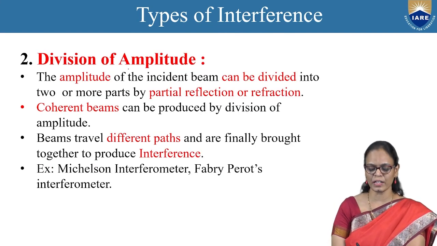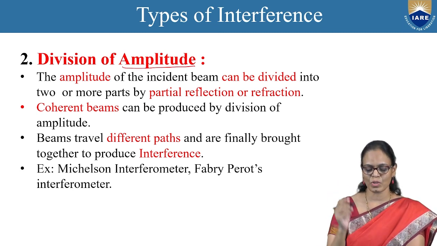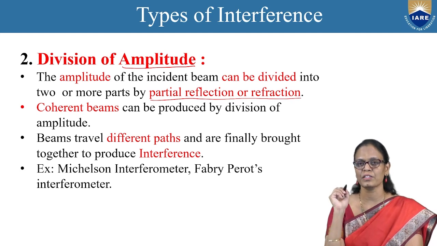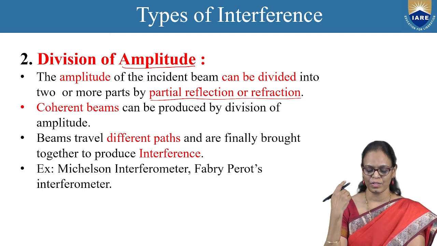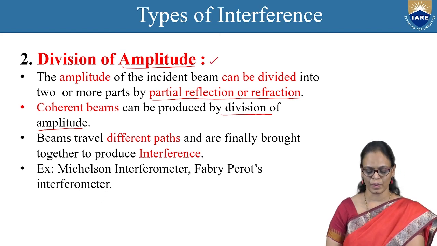And the second thing we see here is the division of amplitude. When the amplitude gets divided, the amplitude of the incident wave can be divided into two or more parts by partial reflection and refraction. So partially it reflects and partially refracts. So coherent beams can be produced by division of amplitude. If you want coherent beams, instead of taking two sources, you can also divide a single wavefront by the division of amplitude. Now beams travel different paths and they are finally brought together to produce interference.